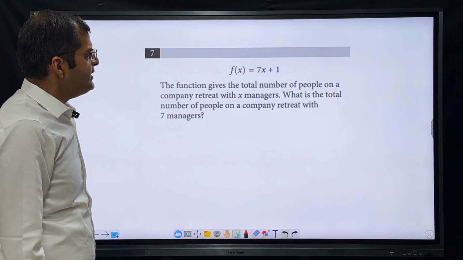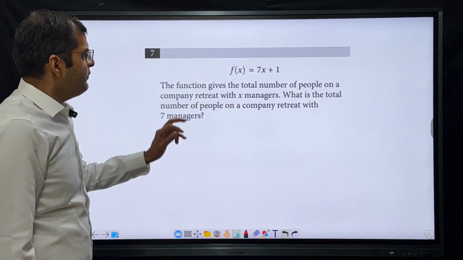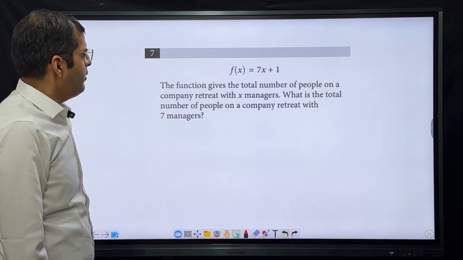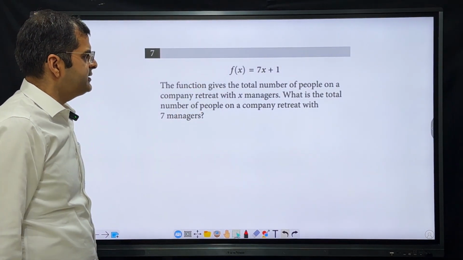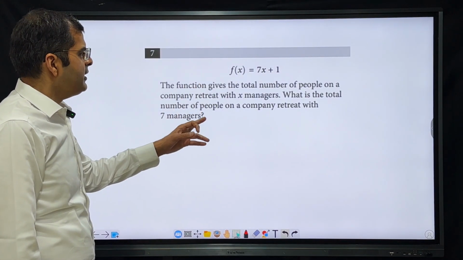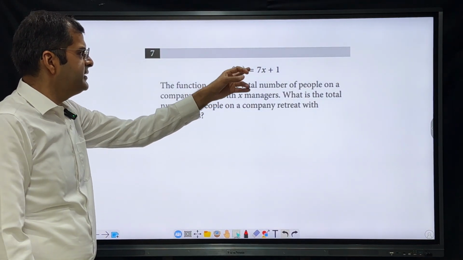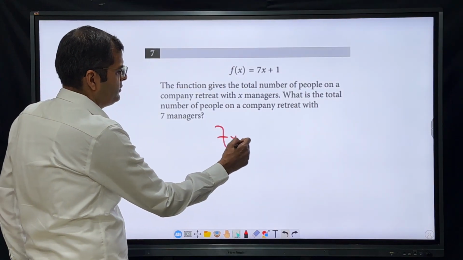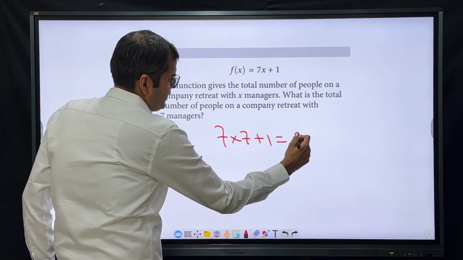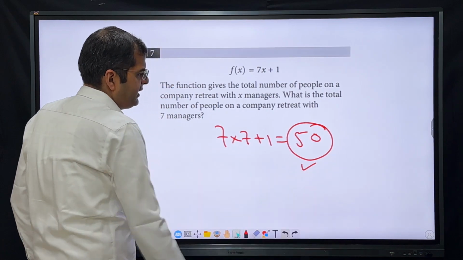Now this says f of x is equal to 7x plus 1. The function gives the total number of people on a company retreat with x managers. What is the total number of people on a company retreat with 7 managers? So when x is 7, that means the total number of people will be 7 times 7 plus 1, which is 49 plus 1, 50. 50 is the right answer here.